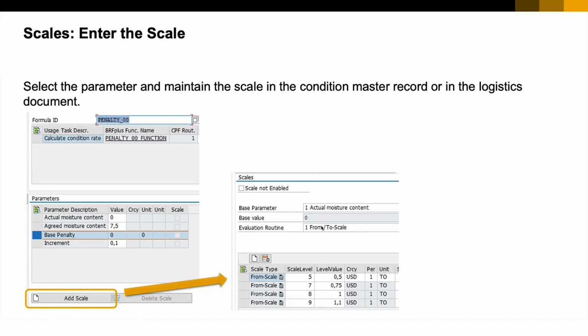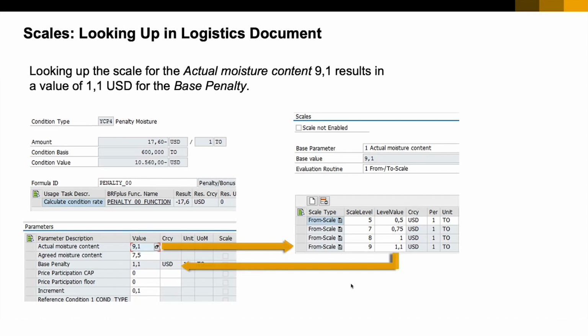You can have different variations in the scale again. Simple is from and to scale, like from level 5 to 7. This is what it will use, 7 to 9, and so on and so forth. Or you could also have cumulative scales. So that functionality is also available. And based on that, the values will be calculated. So simple from and to scale.